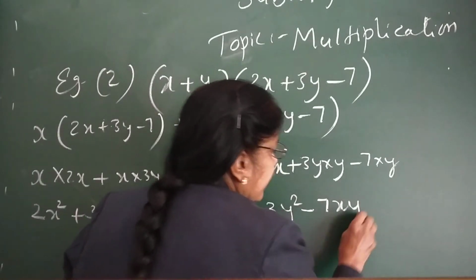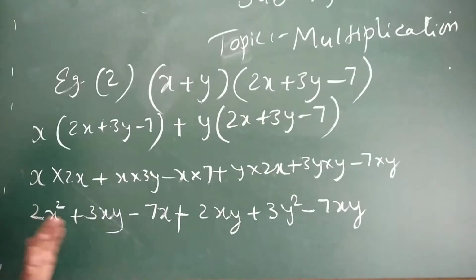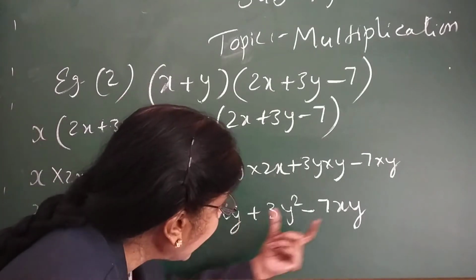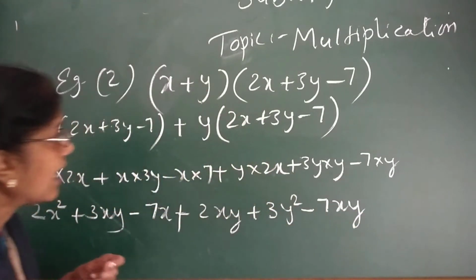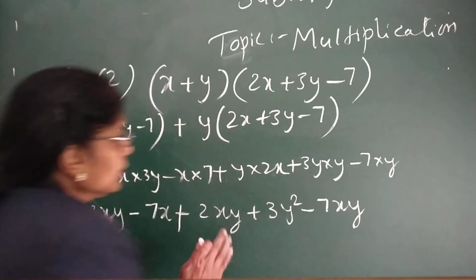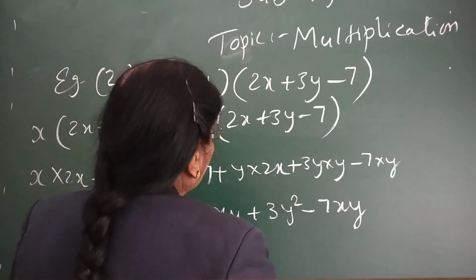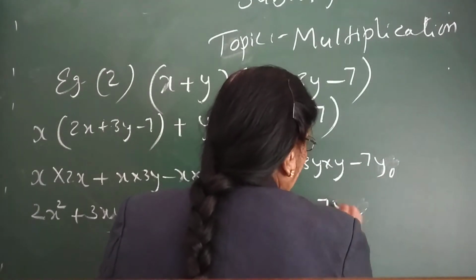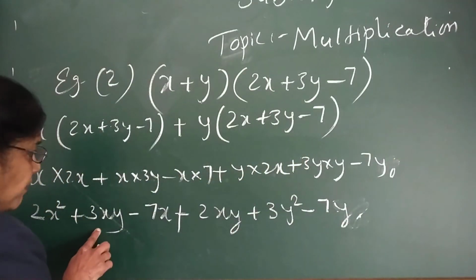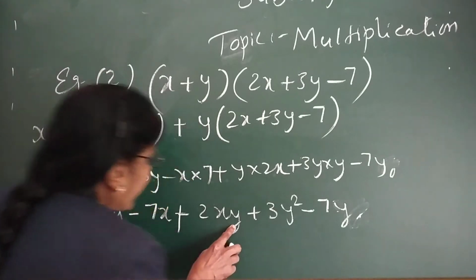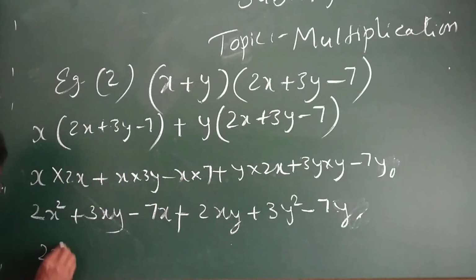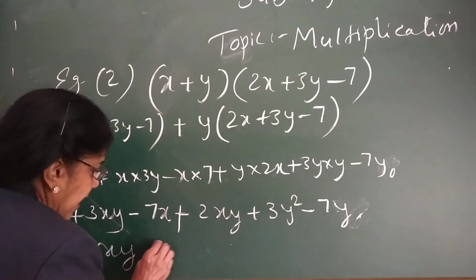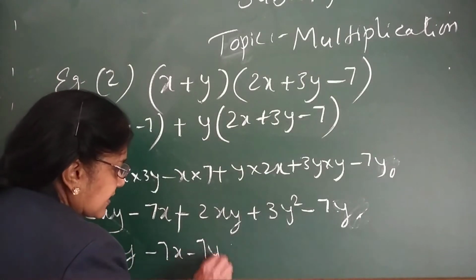Minus 7xy. Now here you can find out which are the like terms. 3xy, 2xy and 7xy are the like terms. So what we have to do? We have to keep them together. So what shall we get at that time? Plus 3xy plus 2xy. 3 plus 2 is how much? 5. So plus 5xy minus 7x minus 7y.